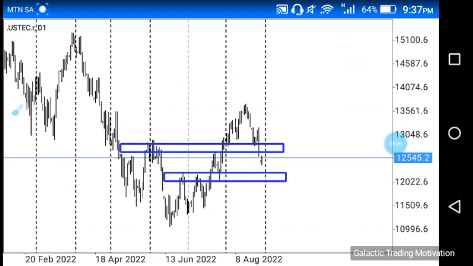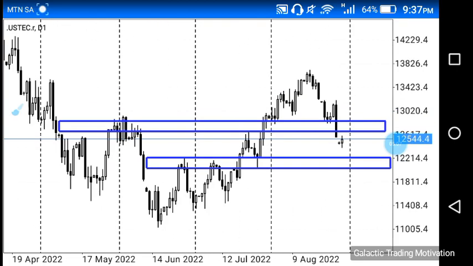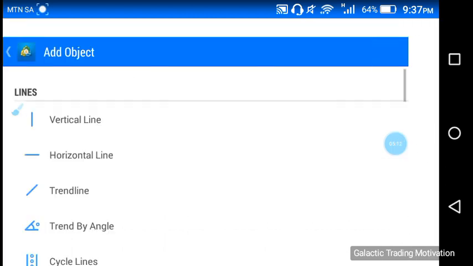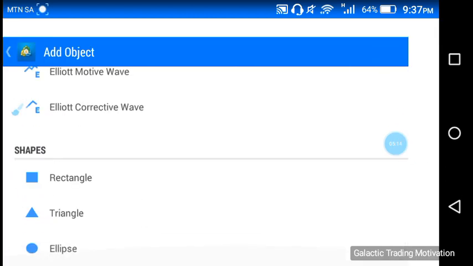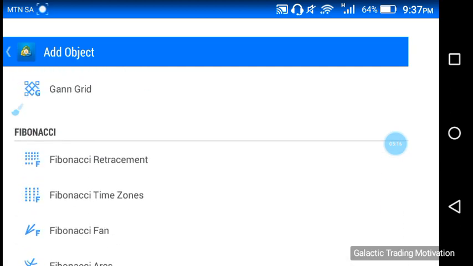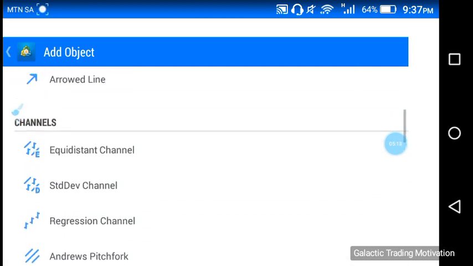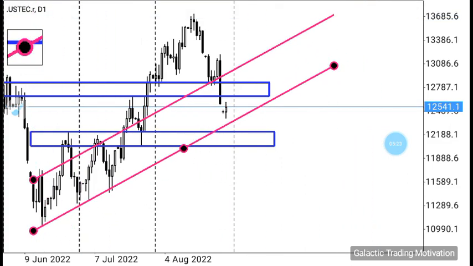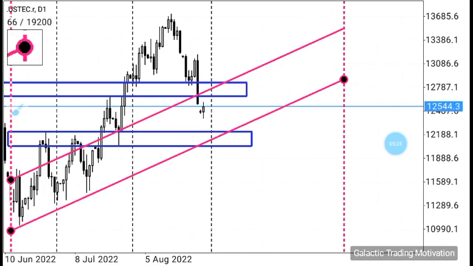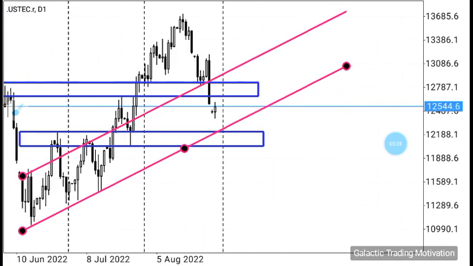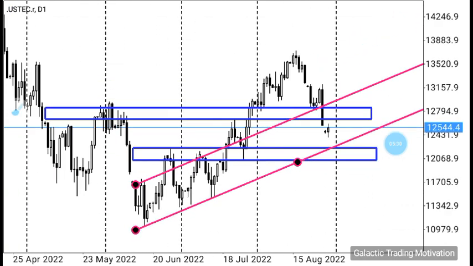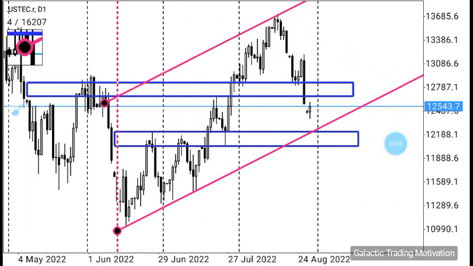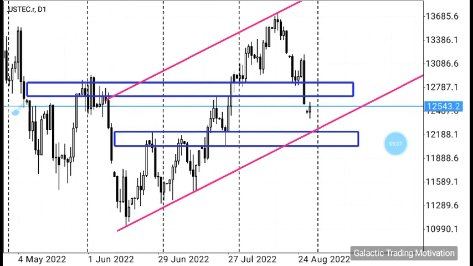Right, so here we are on the daily chart, and the first thing that I'm going to do in regards to the daily chart is add my trend lines. Just bear with me. Let's see, equidistant channel. There we go, more or less. And the upper channel as well, or rather the upper line. There we go.